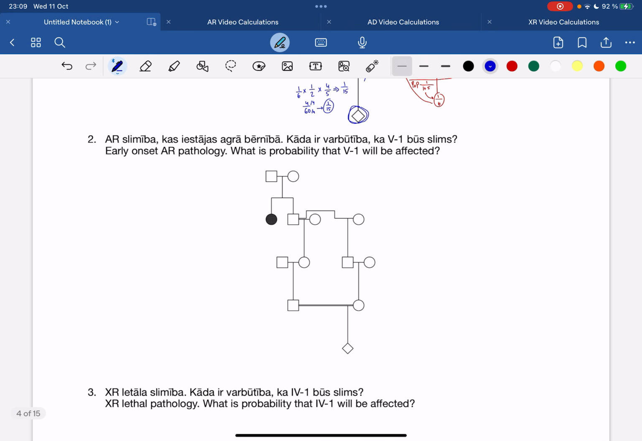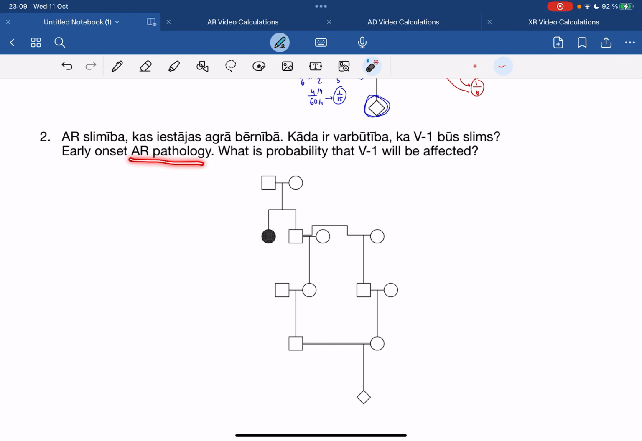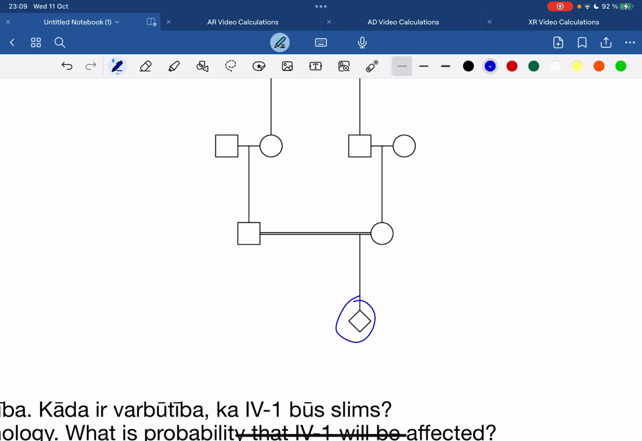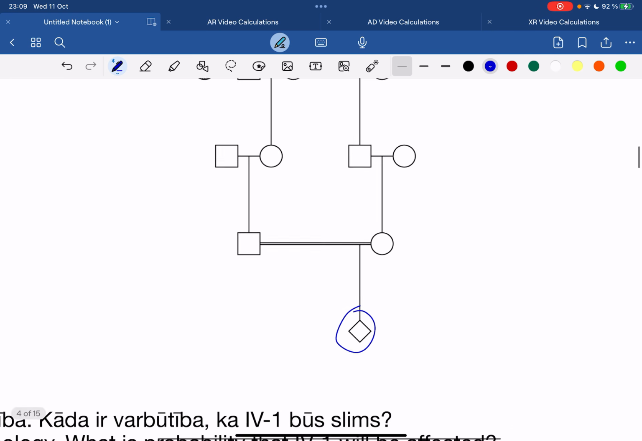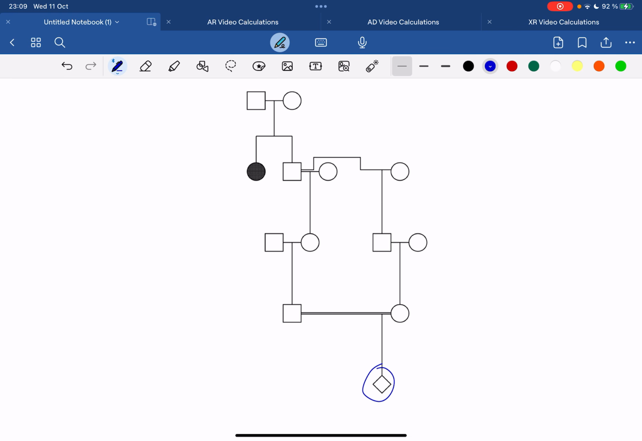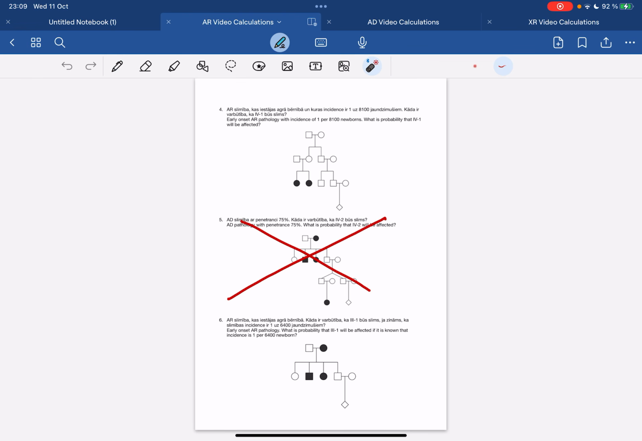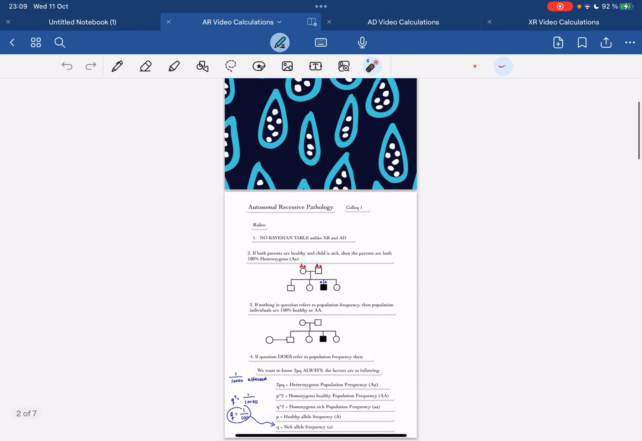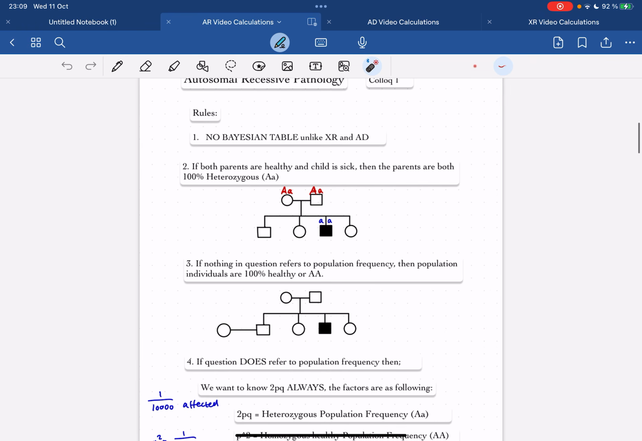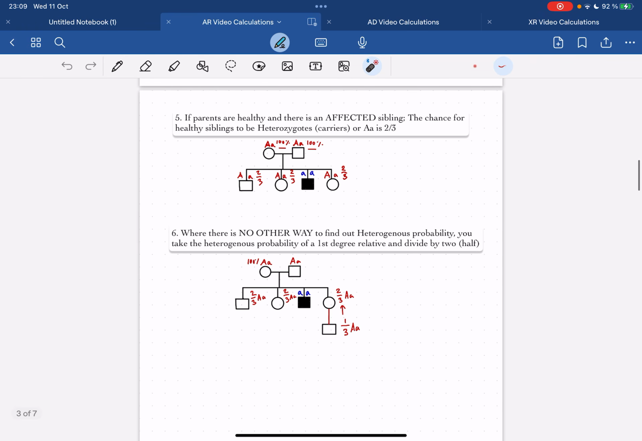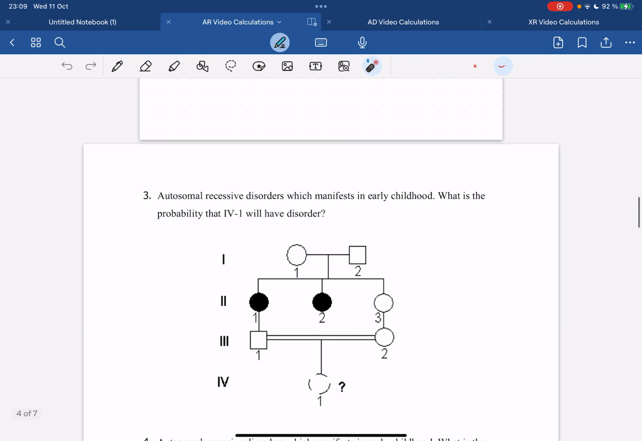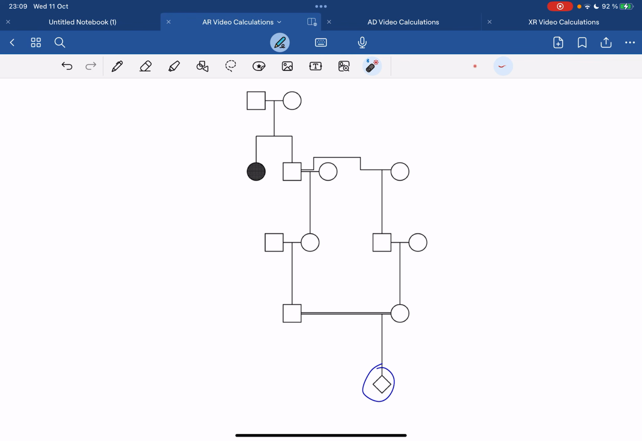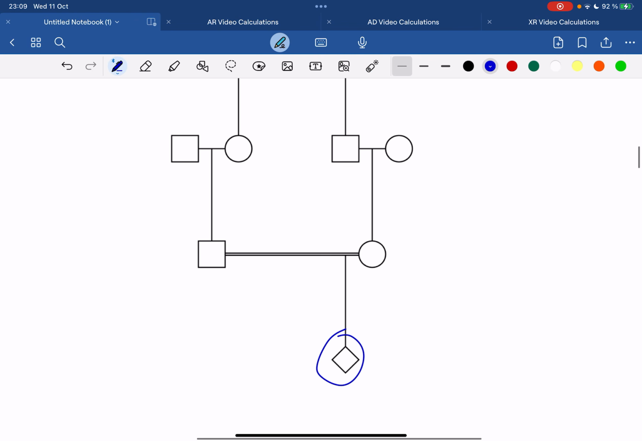The second question is about autosomal recessive. So we have an autosomal recessive pathology. What is the probability that 4-1 will be affected? This person right here. So first off, for autosomal recessive, we need both parents in the picture. I haven't written down a rule for it, but for autosomal recessive, both parents have to be a carrier if they're healthy, right?